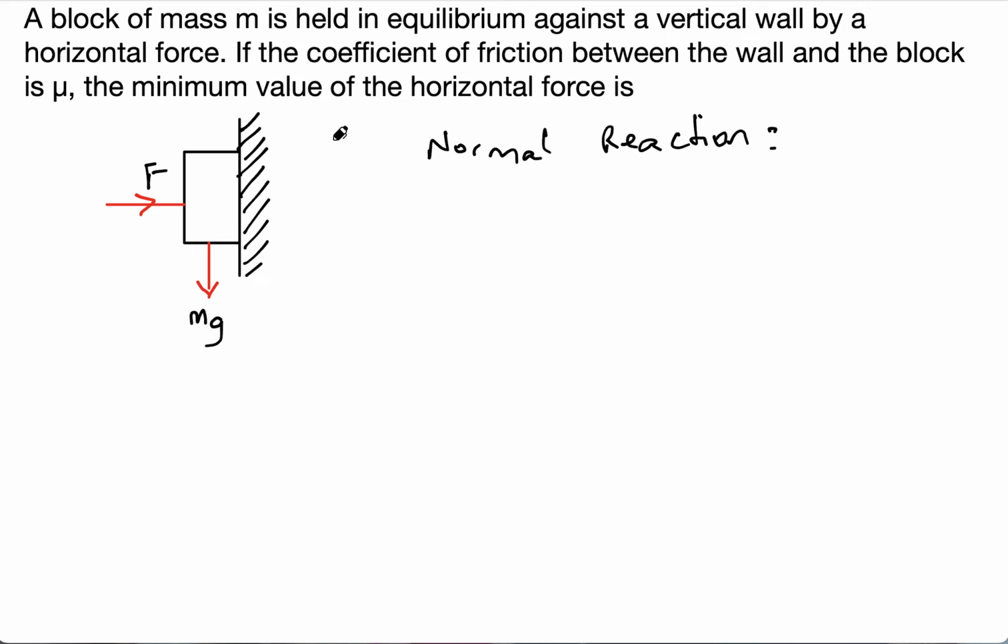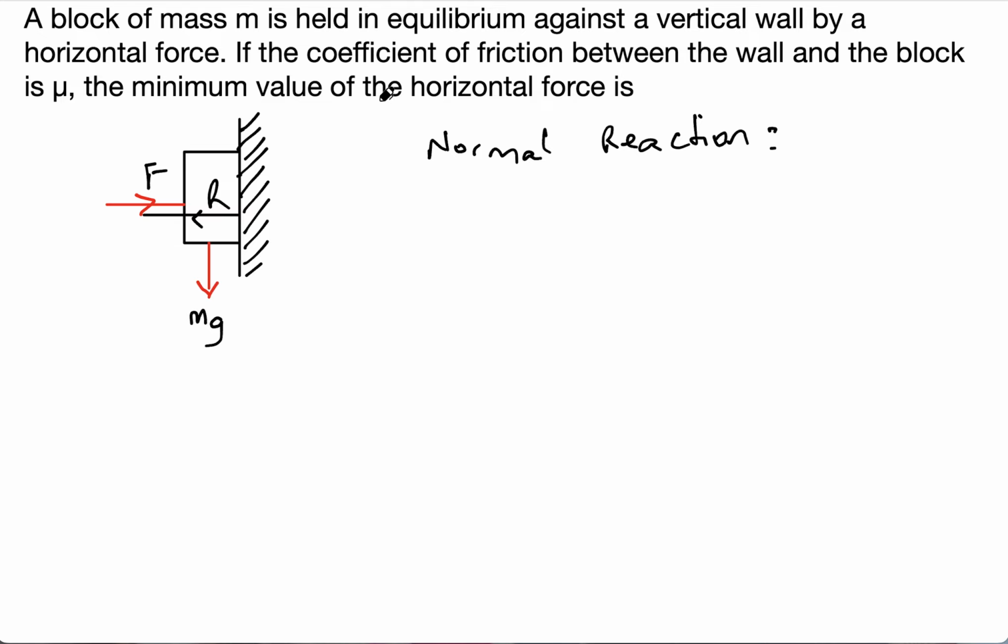Therefore, the normal reaction is going out of this. As you are reacting with this F against the wall, the normal reaction is going out of this. So the normal reaction R is going against the force F that is applied on this body. And with that knowledge now, we can begin to analyze this.